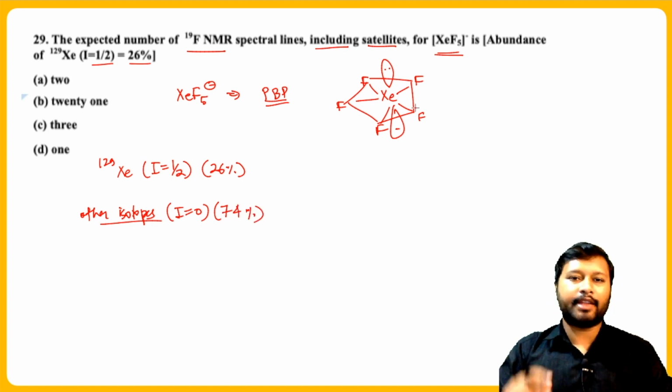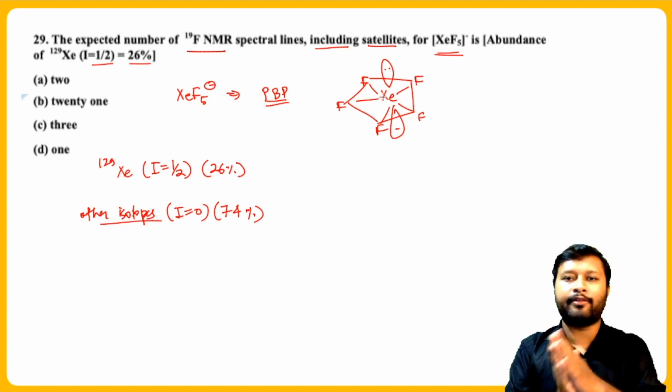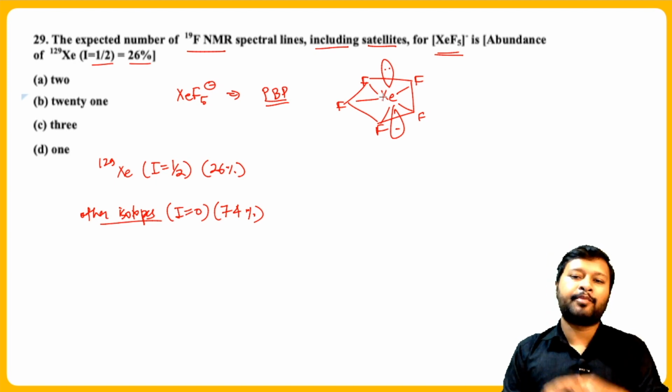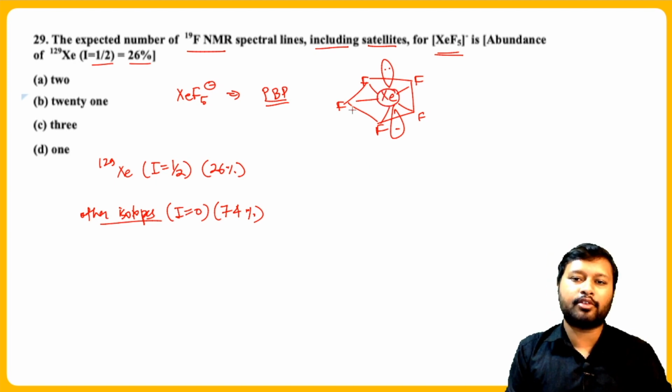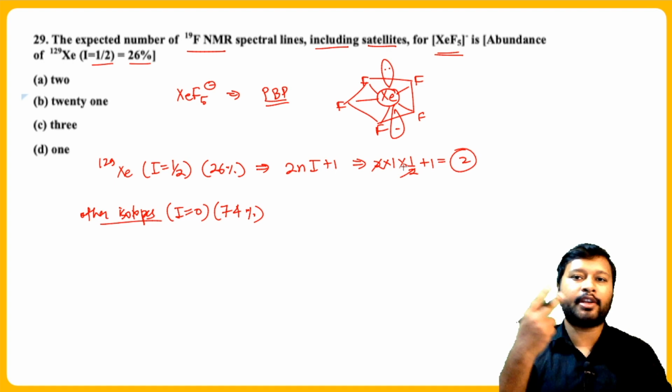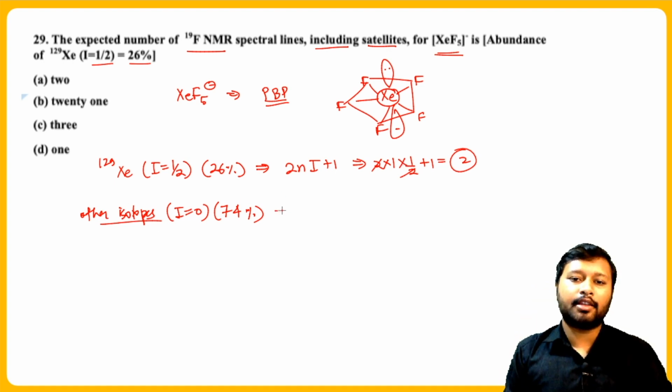Since we are doing fluorine NMR, all the fluorines are equivalent, and equivalent fluorine is not going to split other equivalent fluorine. So who is going to split them? This xenon is going to split them. Now in how many lines is this xenon going to split? First we will talk about the xenon which is less abundant, 26%. We will use the 2nI plus 1 formula. There is just one xenon, I value is half, plus 1. If you put it in, you are going to get 2, so it splits into 2 lines. Whereas for the other isotopes which have I value 0, in the same formula it will be just 1.